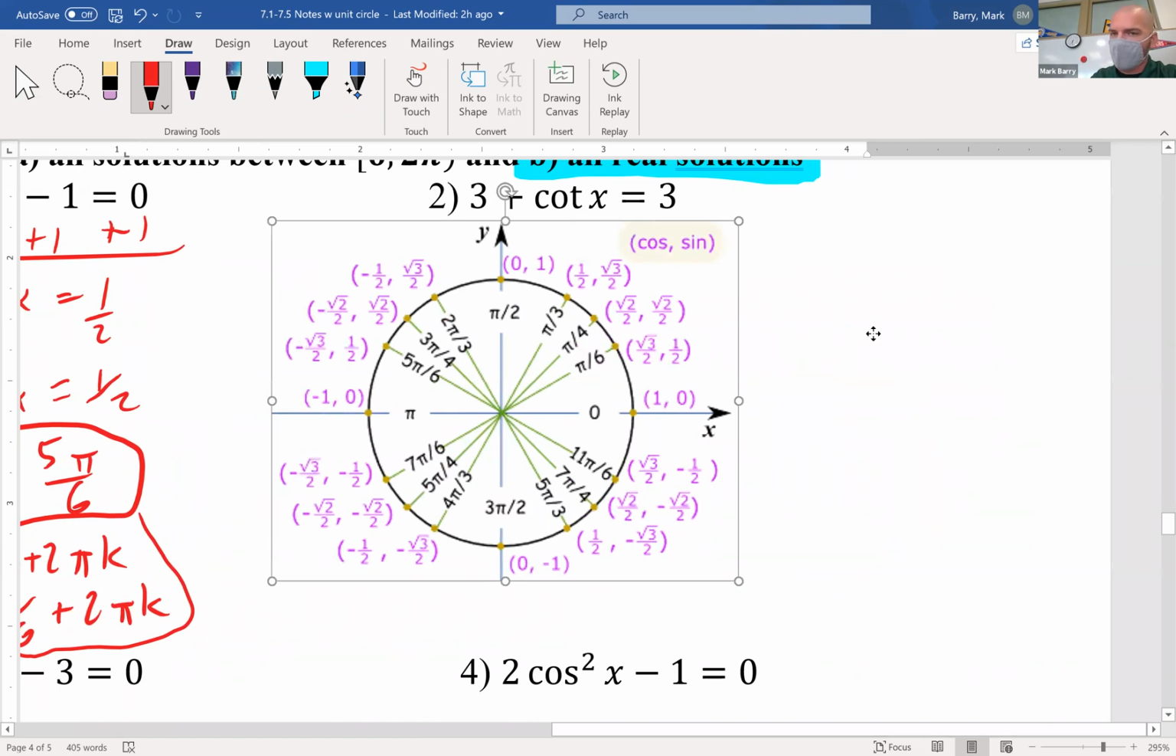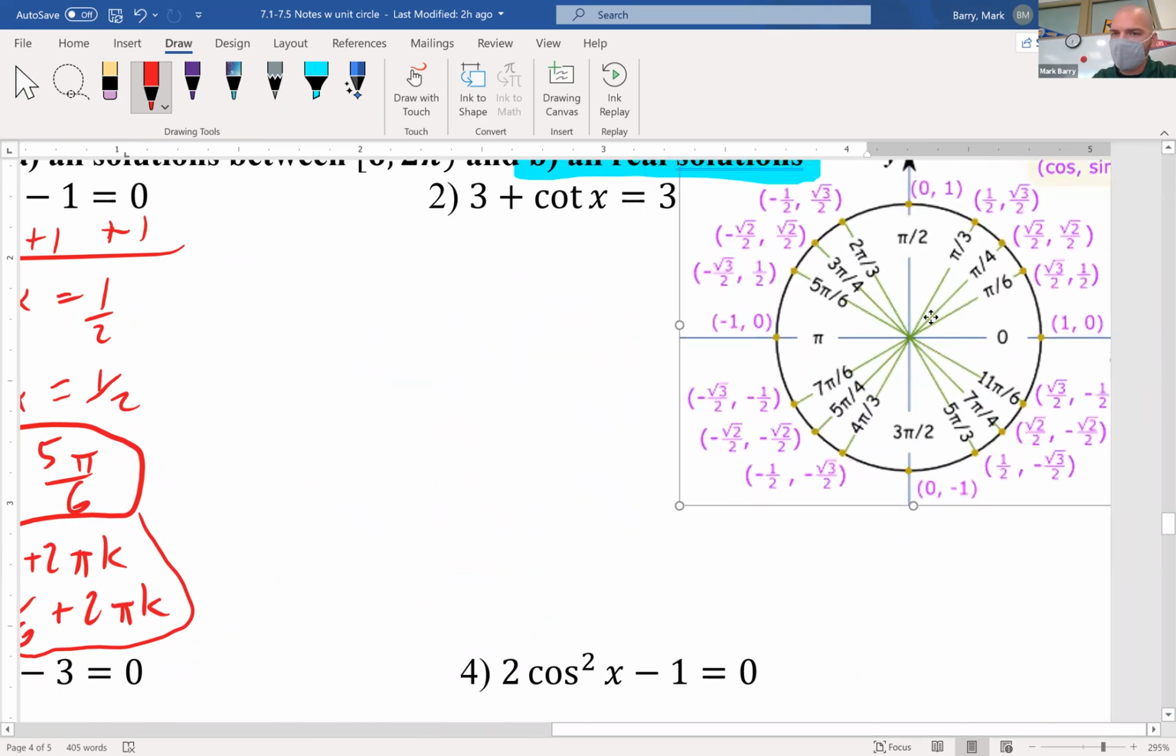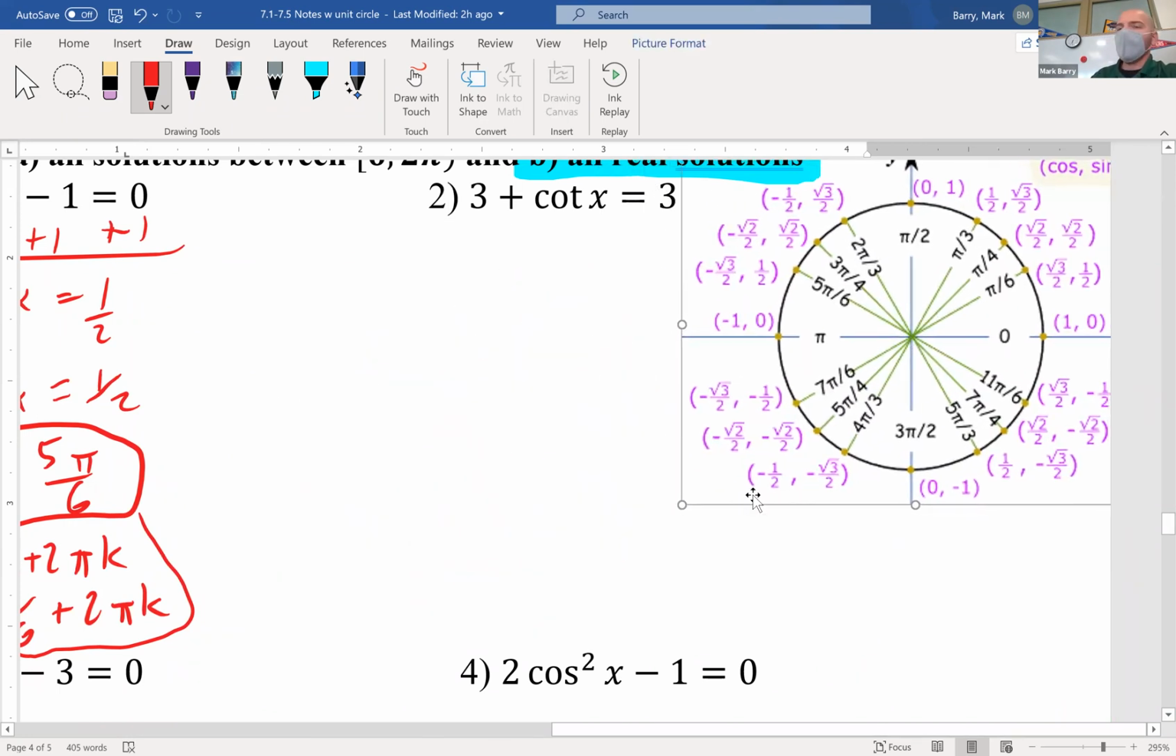So I'm gonna move my unit circle over here. Okay, number 2. So once again, we need to isolate the trig function first. So let me do that. I'll go ahead and switch colors here. So I'm going to subtract the 3.